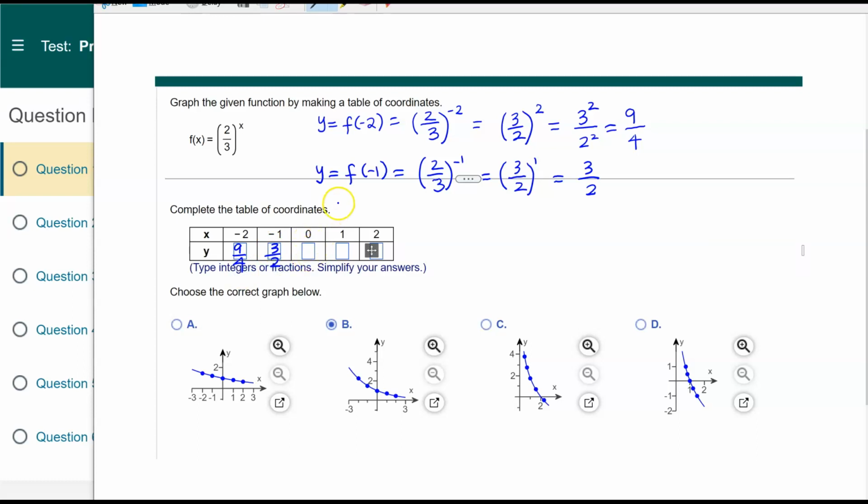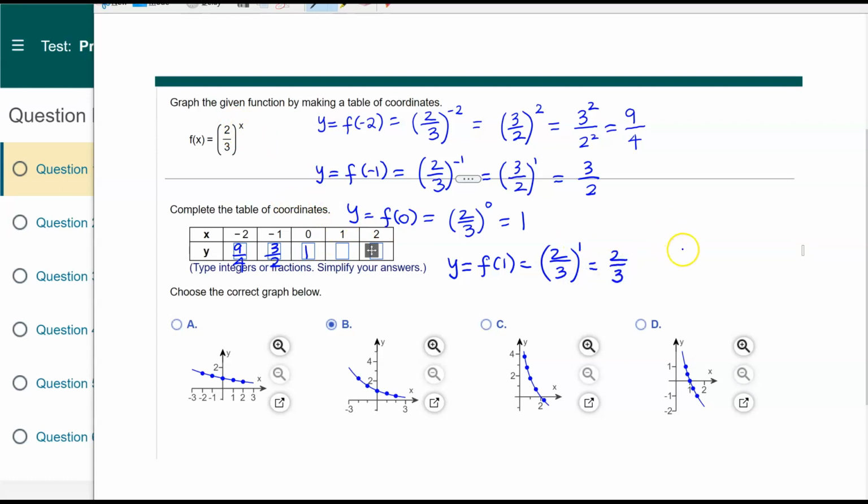Then here, for the third one, you have the value of y when x is 0, so f of 0. So you have 2/3 to the 0. And remember, any number except 0 when raised to 0 is equal to 1. So this is just 1. So that's an integer. The next, you have x equals 1. So you have f of 1. So you have 2/3 and then replace the x here by 1. That is just the same as 2/3.